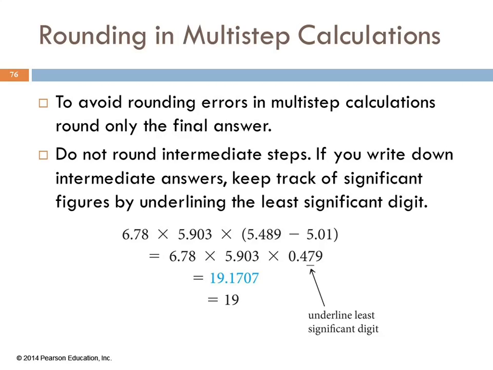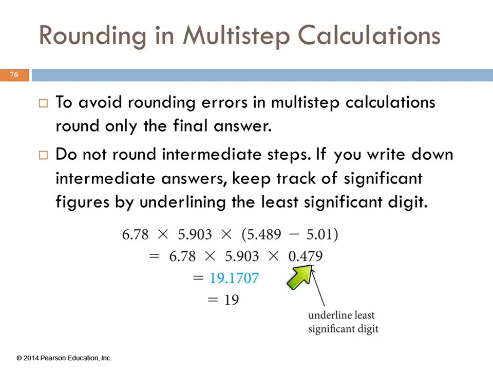So how do you go about doing that? Well, let's look at this example. Here we have numbers multiplied, and here's a subtraction. We have to understand order of operations. This has to be done first. When we do this subtraction, we get 0.479. Now, this number has 2 decimal places. This one has 3 decimal places. So if that was all we were doing, we would round that to 2 decimal places.